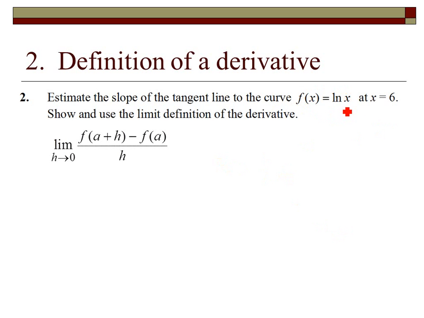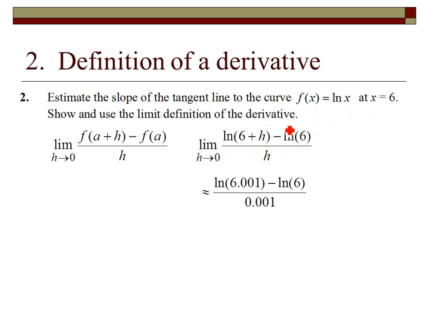So I'm going to do natural log of 6 plus a little number, so plus h, minus, my a is going to be equal to 6, natural log of 6, over h, and h I'm going to make a little number. So this was plugging into the definition. x equals 6, so I have ln of 6 plus h minus ln of 6, over h. To approximate it, let h be a real small number like 0.001. Then I just punch this in the calculator, and you find it is equal to about 0.167.